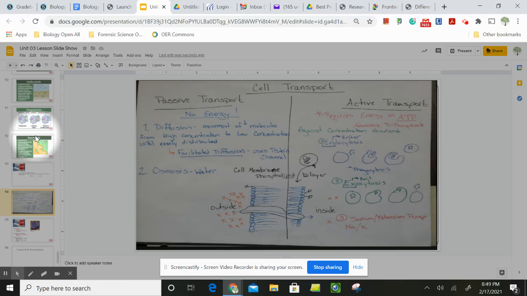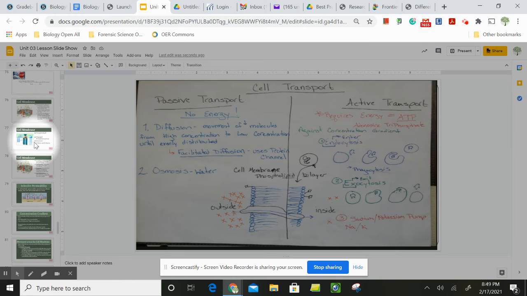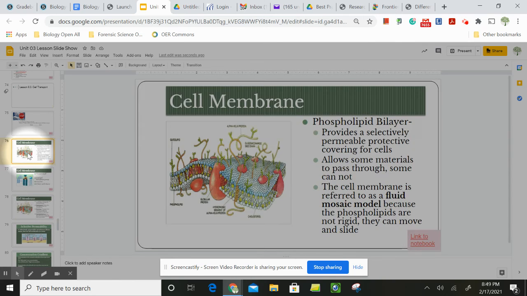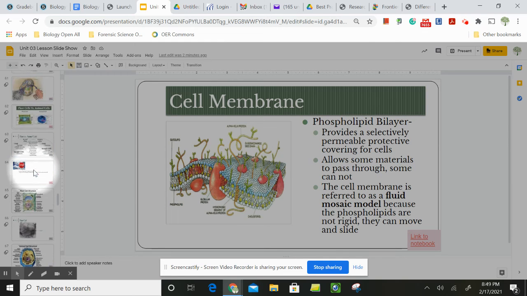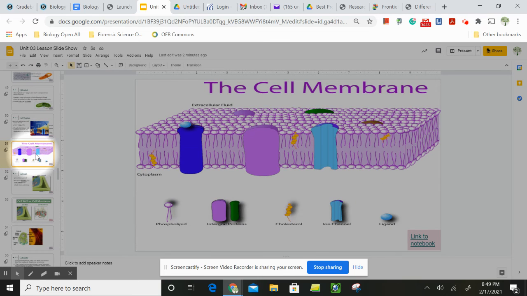Now, I didn't get a chance to talk about the sodium potassium pump. Let me go back to this slide here. If we're looking at the cell membrane, you see these integral proteins, which are part of facilitated diffusion, but there's another embedded molecule in the cell membrane, and it is called an ion channel. The ion channel moves only sodium and potassium ions across the cell membrane. And the sodium and potassium ion gradient is really important.